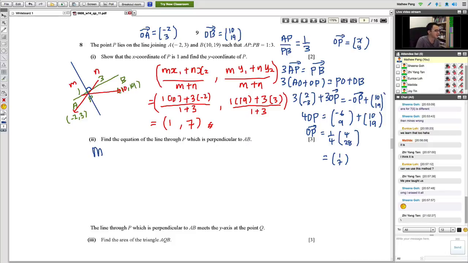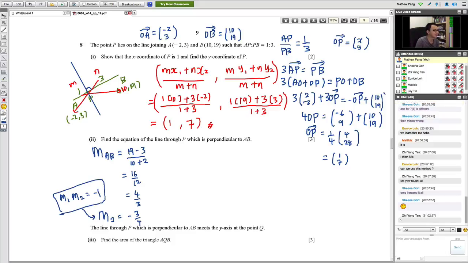So first thing I need to find the gradient of AB, obviously. So the gradient of AB will be 19 minus 3 over 10 plus 2, which is 16 over 12, or you can say 4 over 3. Okay, so because it's perpendicular, I know M2 equals negative 3 over 4. I just use the M1 times M2 equals negative 1 formula. Then I get my M2 equals negative 3 over 4.